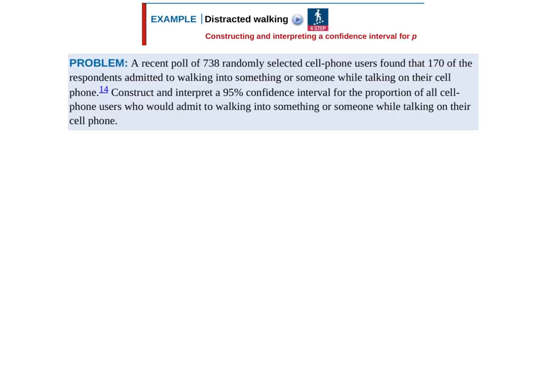All right, let's put those four steps to work all together in an example about distracted walking. The problem says a recent poll of 738 randomly selected cell phone users found that 170 of them admitted to walking into something or someone while talking on their cell phone. So let us construct and interpret a 95% confidence interval for the proportion of all cell phone users who would admit to walking into something or someone while talking on their cell phone.